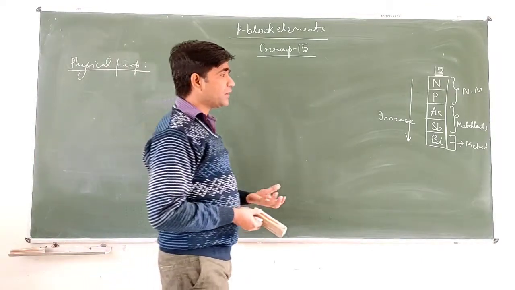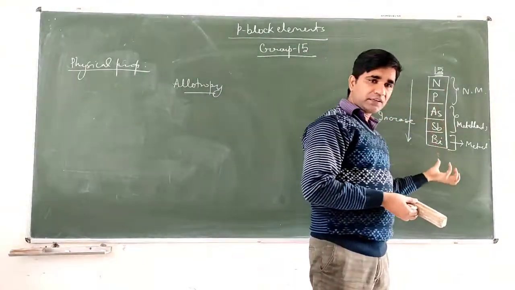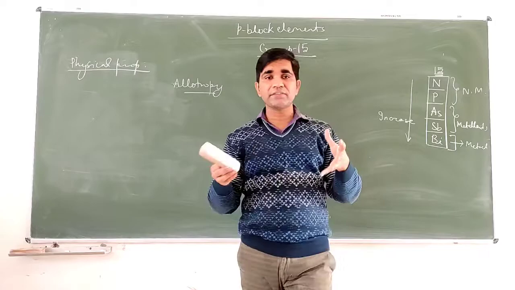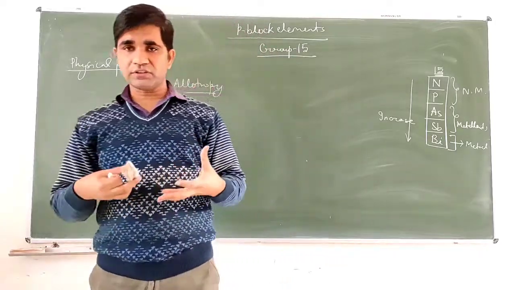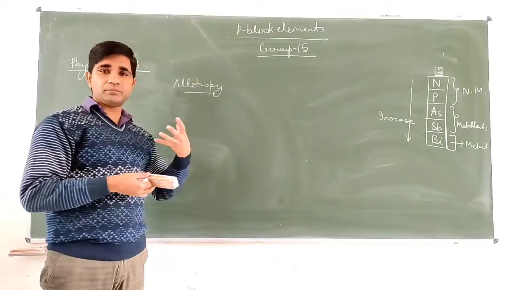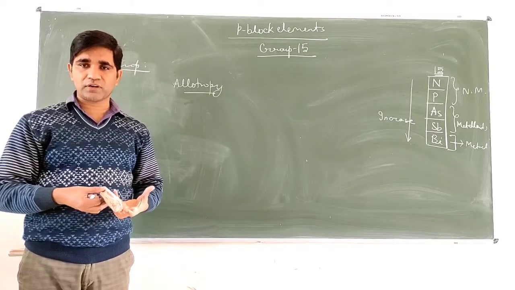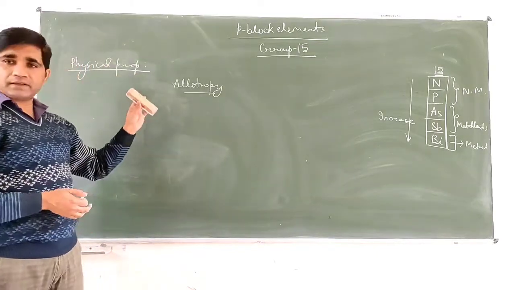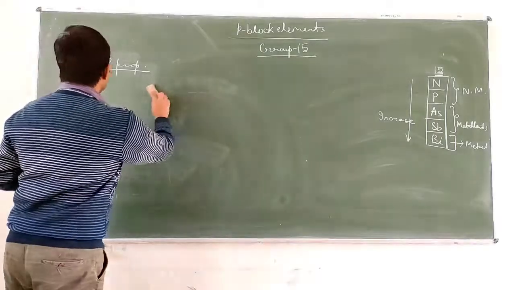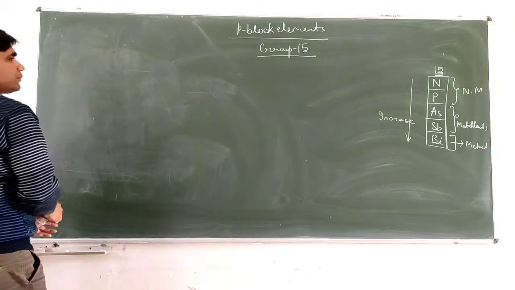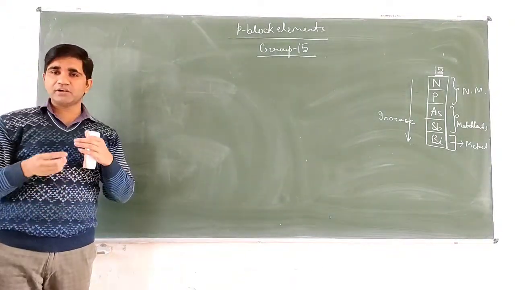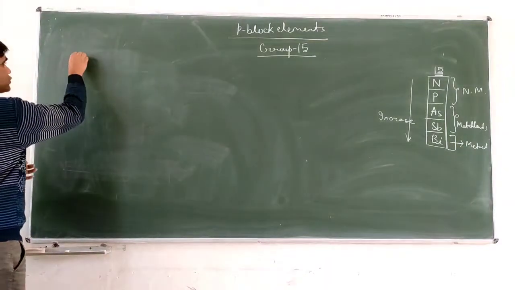Apart from this, their melting and boiling points regularly increase on moving down the group. The size increases, so intermolecular forces increase, and that is the reason why their boiling point regularly increases on moving down the group. Clear? Next is the chemical properties. Chemical properties are divided in two parts. First is the oxidation state.